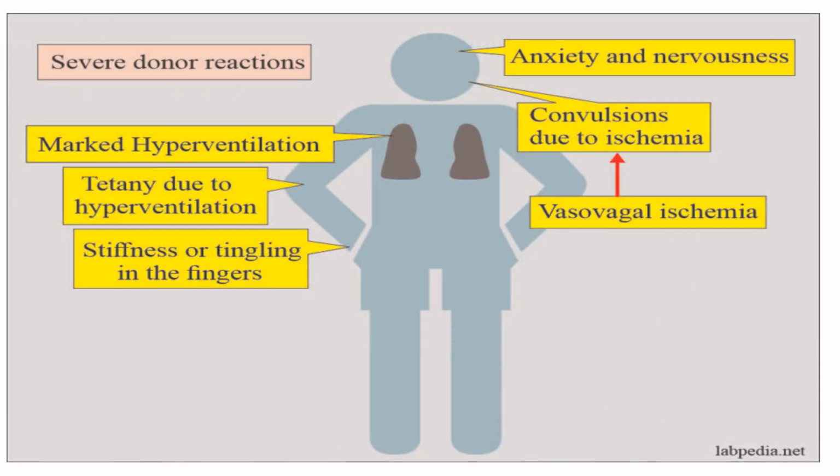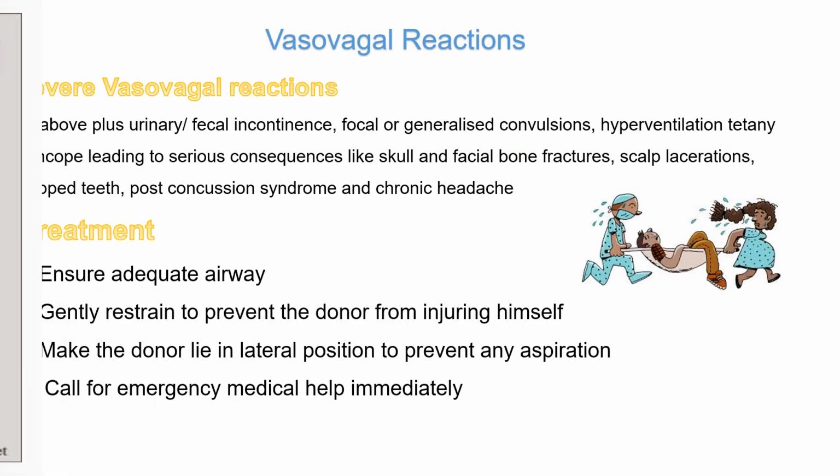And the severe reactions include marked hyperventilation, tetany due to hyperventilation, stiffness or tingling in the fingers, anxiety, and convulsion due to ischemia. How can you treat this? You have to ensure there is an adequate airway. Gently restrain the donor to prevent him or her from getting injured. Make the donor lie in a lateral position to prevent any aspiration. Call for emergency help.